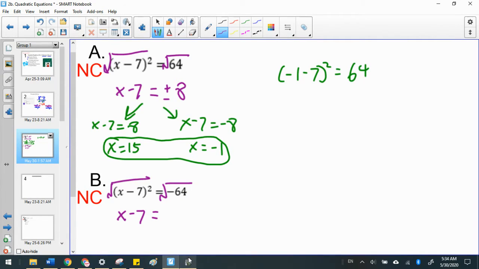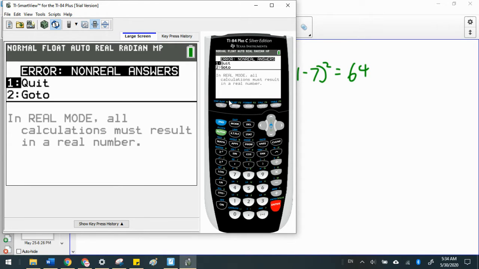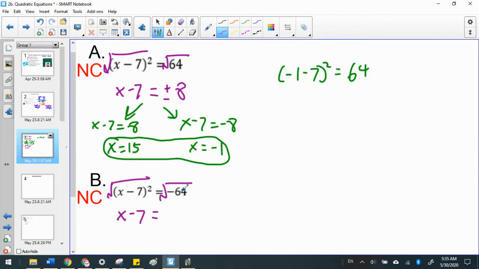Now I'm going to show you guys what happens when you plug in the square root of negative 64. And notice that it says an error because I have a non-real answer. So a rule you should remember about negative numbers is that you can never take the square root of it and get a real value. So the square root of negative 64 actually does not exist.